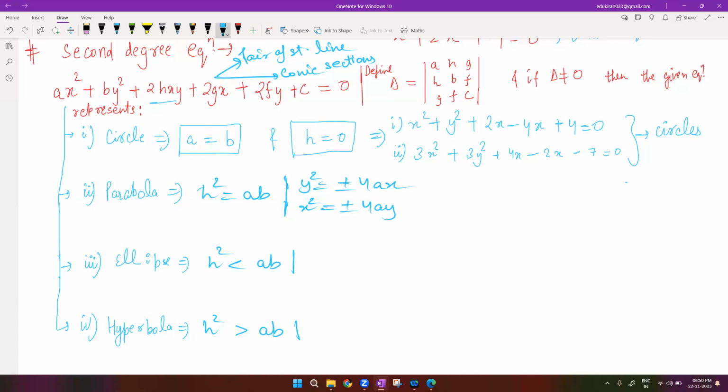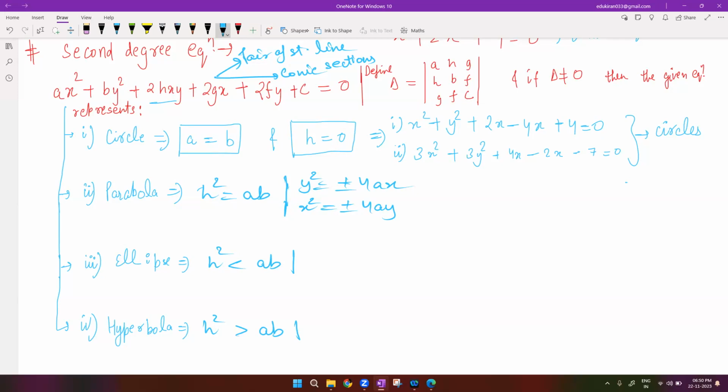Because I don't want you to calculate delta for every second degree curve, because you will never have a pair of straight lines, right? Conic sections are in the CBSE syllabus, but pair of straight lines is not. So you will not see a single second degree equation which represents a pair of straight lines. That is why you don't need to calculate delta.